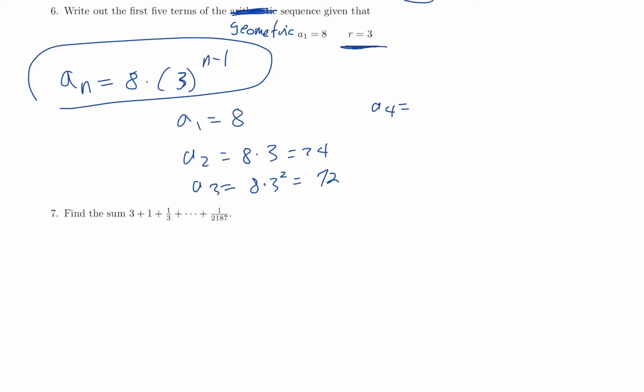A to the fourth will be 8 times 3 to the third power, which is 27 times 8, should be 216. Okay. That's the first 5 terms. Yeah, so a fifth would be 8 times 3 to the fourth power, which is 648.